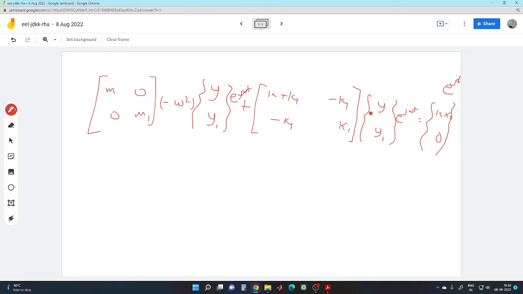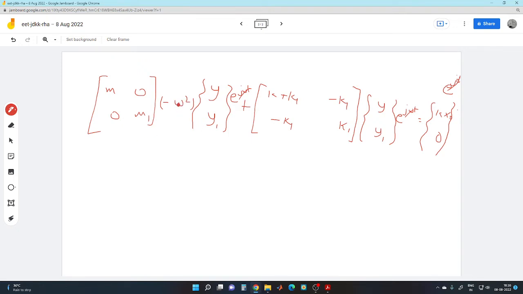So we can cancel the e raised to power j omega t from everywhere, because e raised to power j omega t cannot be 0. t can never be minus infinity, nor can omega, the frequency of excitation. So there is no way e raised to power j omega t is going to be 0. So we can cancel it from both the sides.